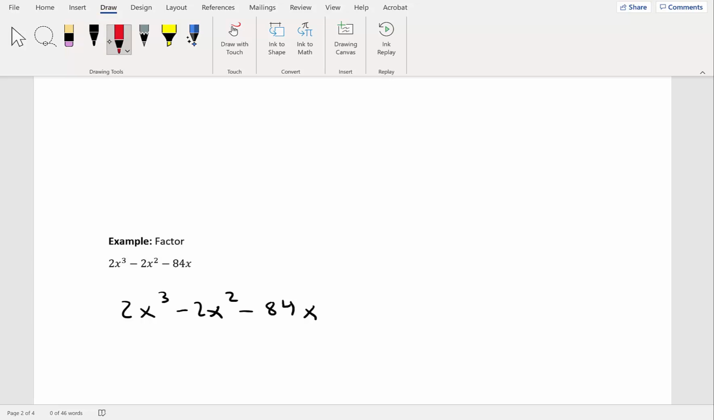So what's a term that can go into all three of these terms? What's the biggest term that can go into all of them? Well, if you take a look at your coefficients, I know that 2 goes into each one of these. And now since all of them have an x in common, I could take out an x as well. So we could factor out a GCF first. We have 2x, and now we're left with x squared minus x, minus 42.